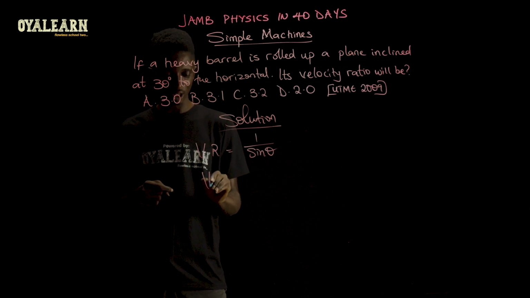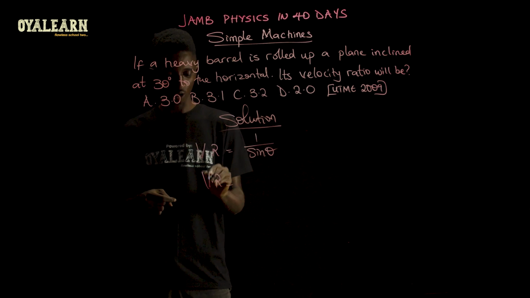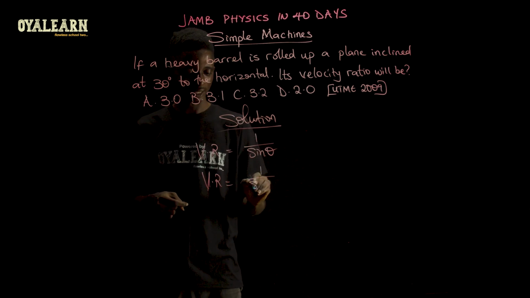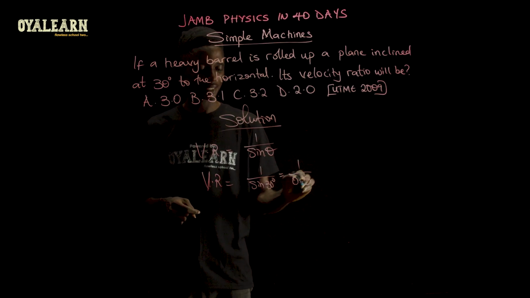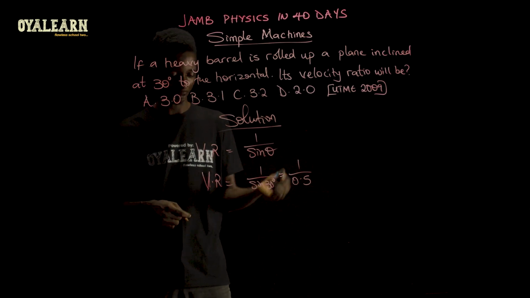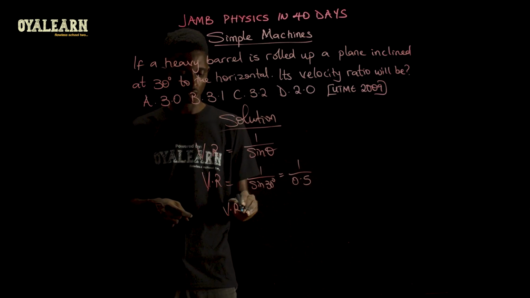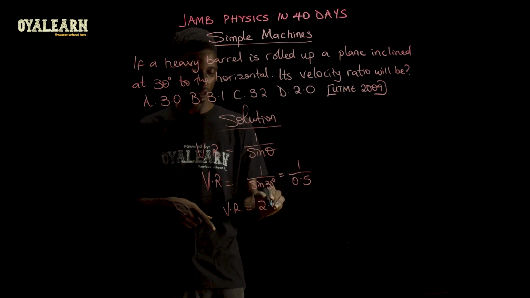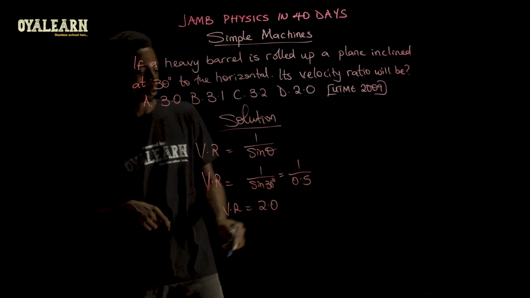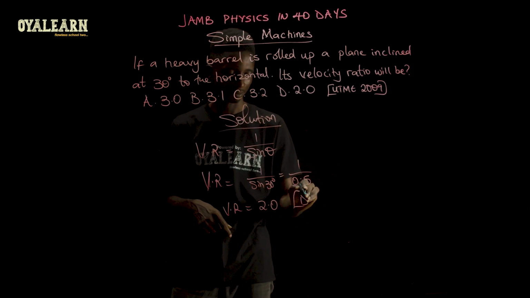So in this case, velocity ratio is therefore 1 over sine 30 degrees. Now this will give you 1 over 0.5, since sine 30 degrees is 0.5. And of course from here, velocity ratio is therefore 1 divided by 0.5, which will give you 2.0. So the correct option is D.